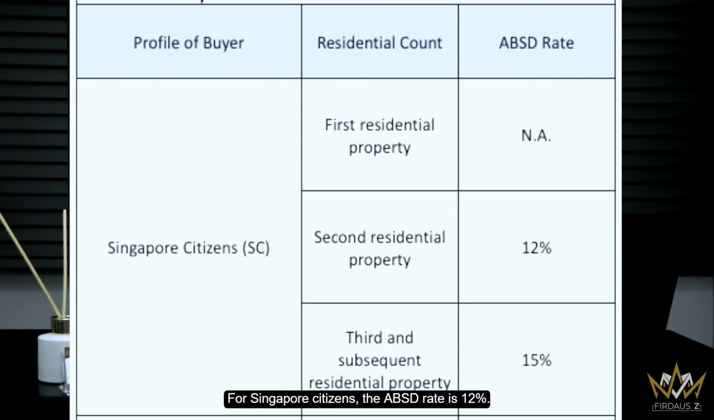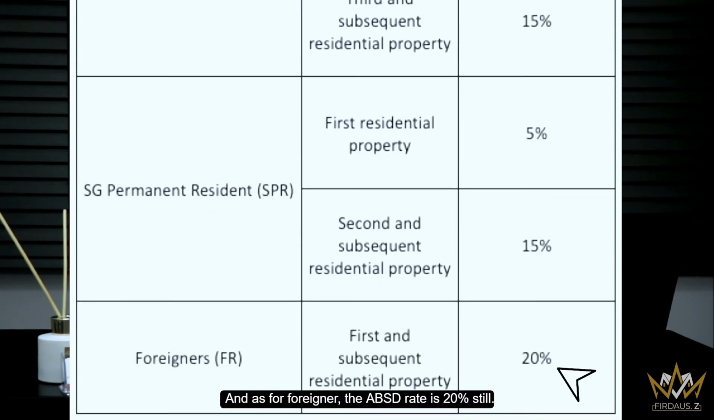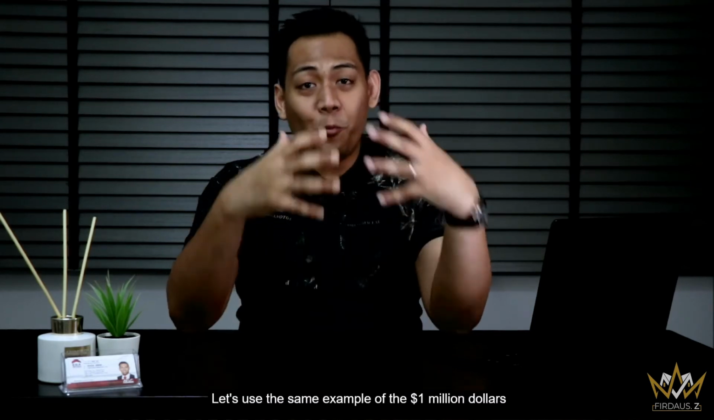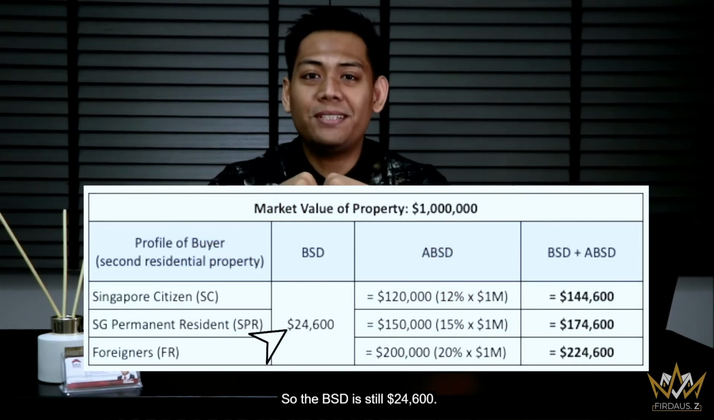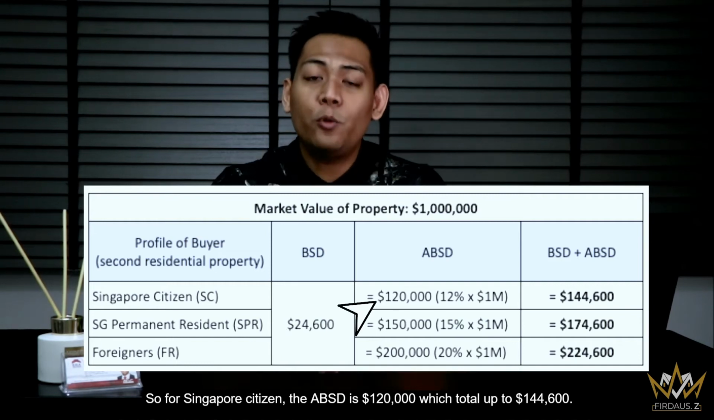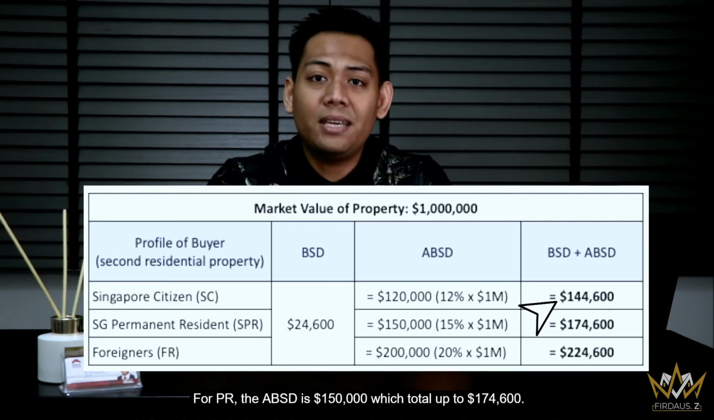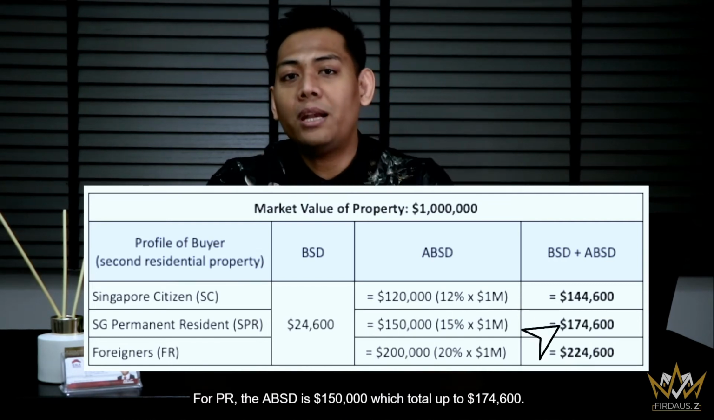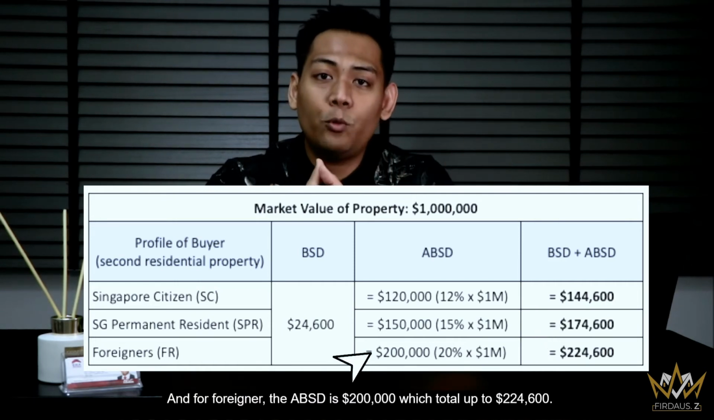For Singapore citizen, the ABSD rate is 12%. For PR, the ABSD rate is 15%, and as for foreigner, the ABSD rate is 20% still. Let's use the same example of the $1 million unit that they are buying. So the BSD is still $24,600. So for Singapore citizen, the ABSD is 120k, which total up to $144,600. For PR, the ABSD is 150k, which total up to $174,600. And for foreigner, the ABSD is 200k, which total up to $224,600.